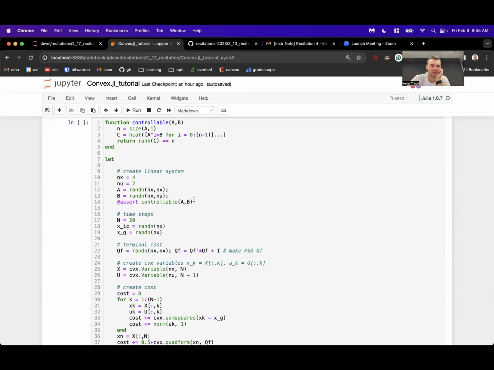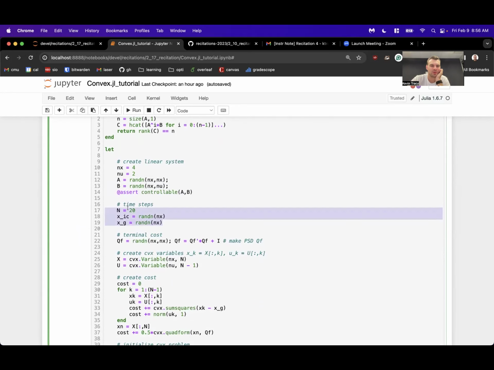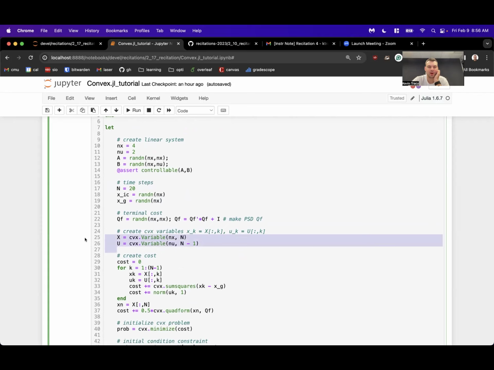So what I do is I create a linear system, make sure it's controllable, which Zach went over in class yesterday. I have 20 time steps. Here's my initial condition. Here's my goal condition. I have some terminal cost. And now I create the variables I want to optimize over. Normally we're always optimizing over just one single vector, but here I can optimize over whatever I want. So here I have a nice big matrix that contains all my x's for each time step as each column, and then u's, where each column is a new u. And so xk is going to be xk, uk is going to be uk.